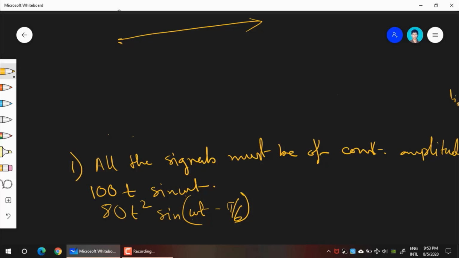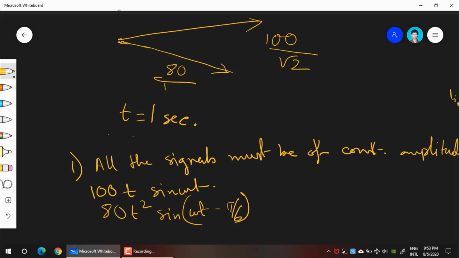You have a problem with 30 degree, or rather 30 degree is angry with me. I cannot draw 30 degree perfectly. So at a certain instant, say t is equal to 1 second, you get this one for 100, or more precisely the magnitude of this phasor is 100 by root 2. In another, at the same instant, it is 80 by root 2. But what will happen at t is equal to 2 second?